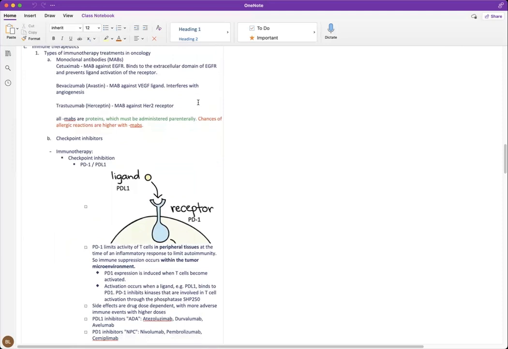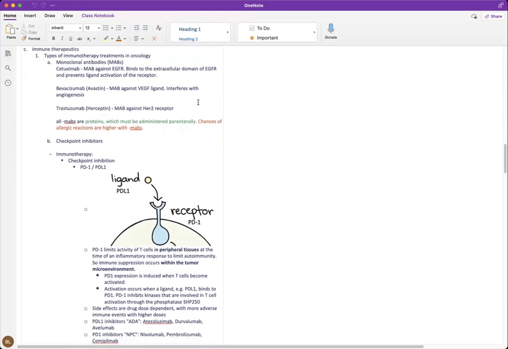Immunotherapy. Okay, this is another important topic. So first, monoclonal antibodies, or MABs. So cetuximab, bevacizumab, trastuzumab. These are all monoclonal antibodies. Cetuximab is a monoclonal antibody against EGFR. Bevacizumab is a monoclonal antibody against VEGF. And trastuzumab, monoclonal antibody against HER2. All MABs are proteins, so they must be administered parenterally.